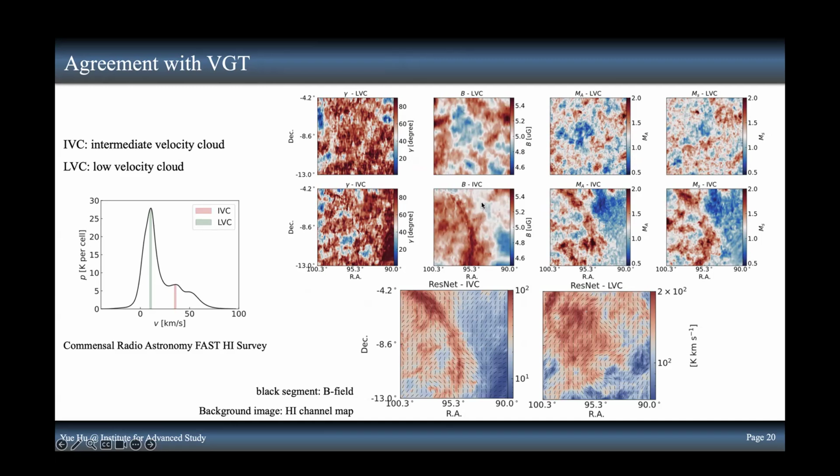Here, because the two clouds have very different properties, the LVC cloud is very clumpy and the IVC is very filamentary. We can see that the filamentary IVC cloud has a stronger magnetic field, and it's more like a super-Alfvénic and supersonic cloud. But for the clumpy LVC cloud, we didn't see an apparent strong magnetic field in this region. It is relatively weak.